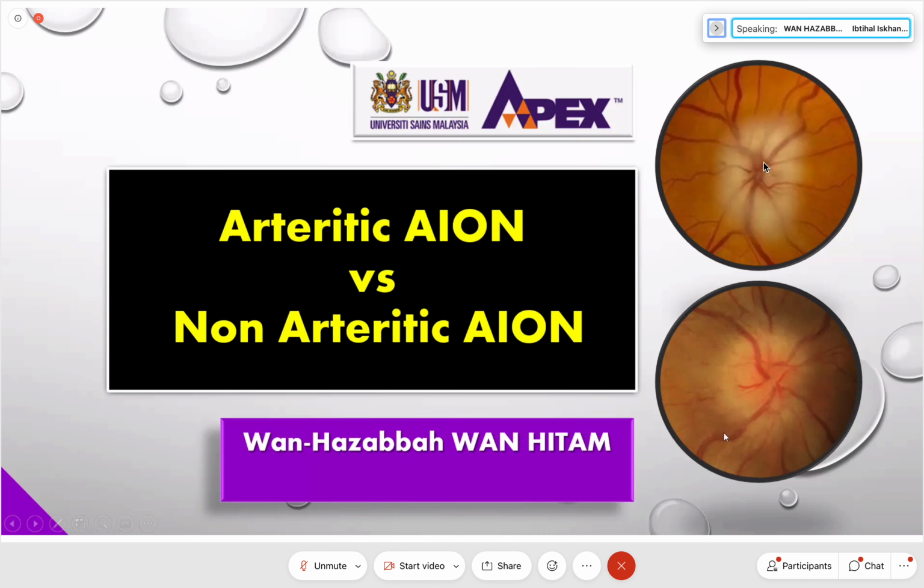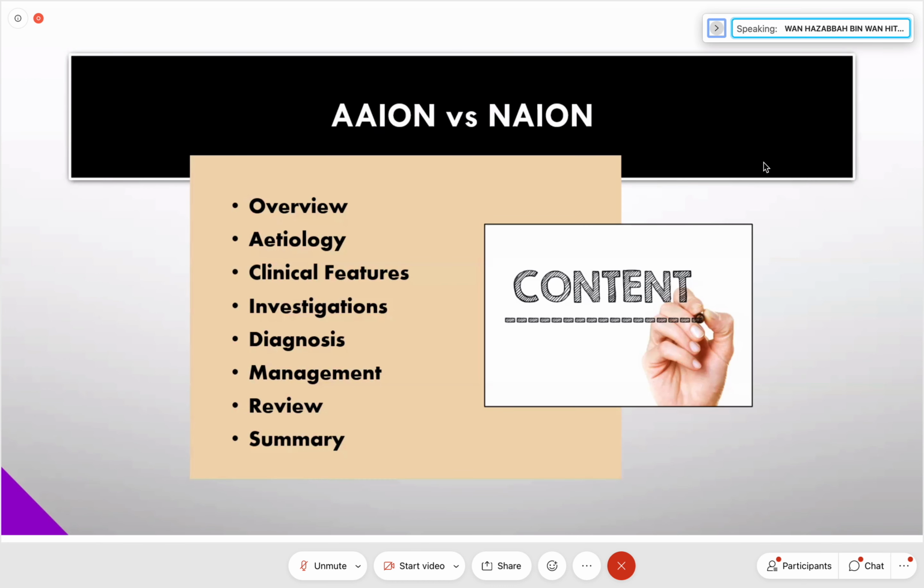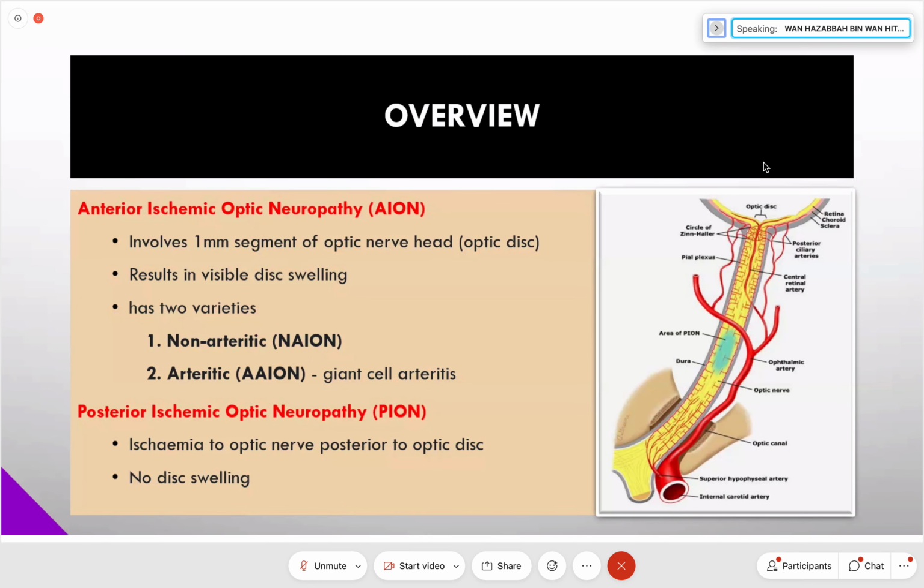Okay, the next topic is arteritic AION versus non-arteritic AION. So this is the content of the presentation. Mainly we're going to compare because it's easy to understand if you compare these two, so that we know which one is actually arteritic and which one is non-arteritic.